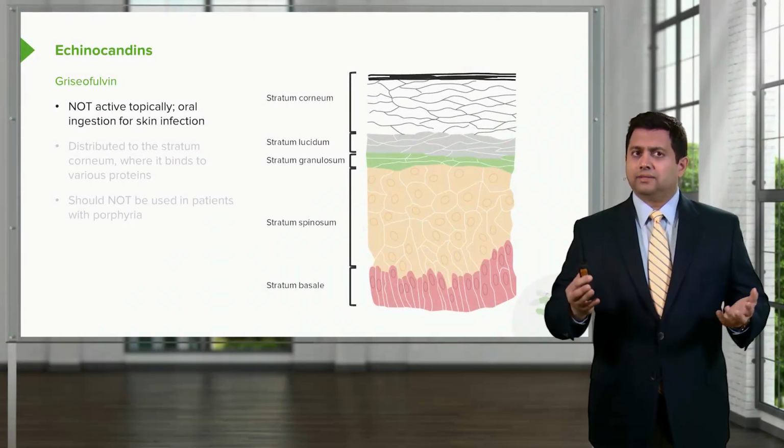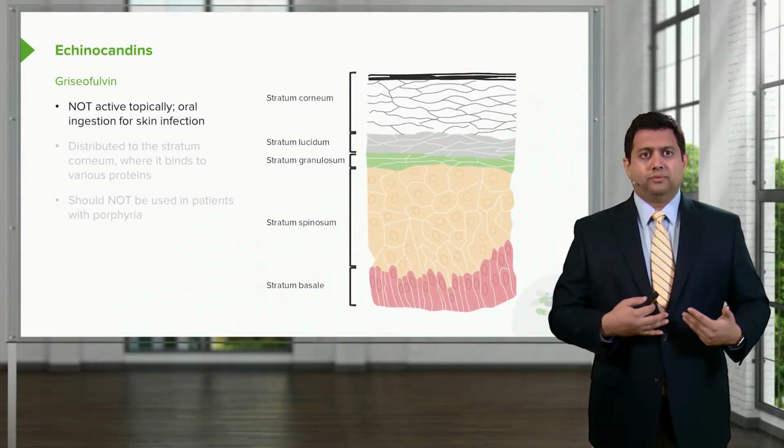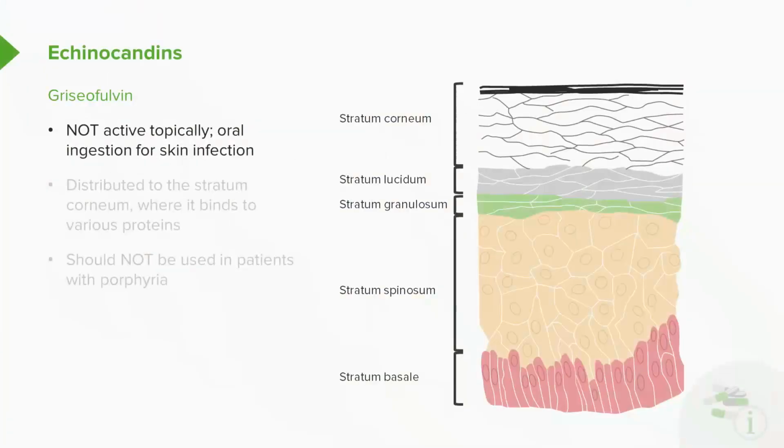We have a new class of drugs, the prototypical drug of which is griseofulvin. Now, it is not active topically. It's actually an orally ingested agent for skin infections. So that's sometimes kind of confusing to a lot of medical students. It's a skin drug, but it's not used topically.